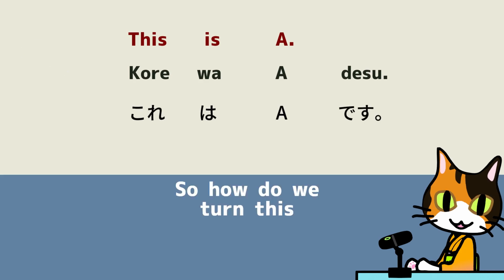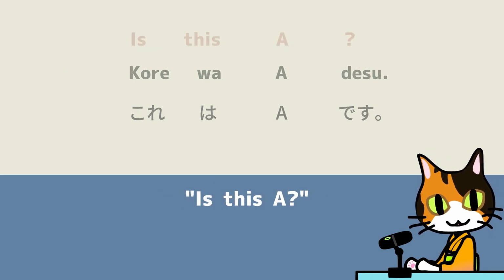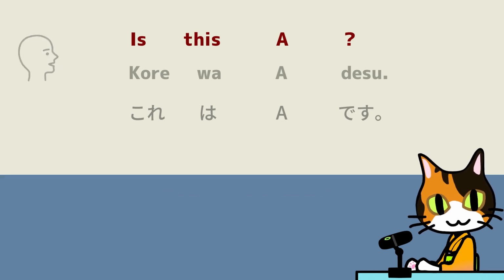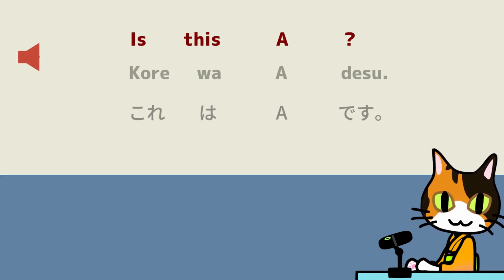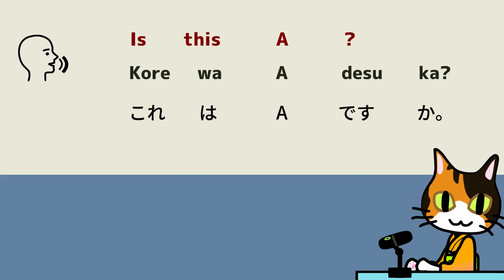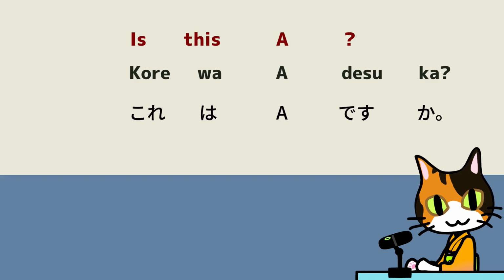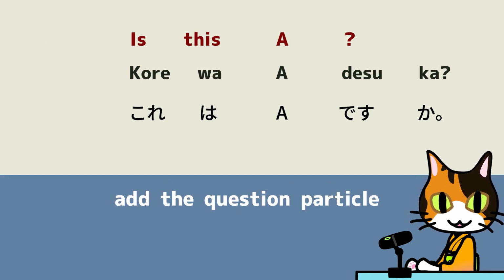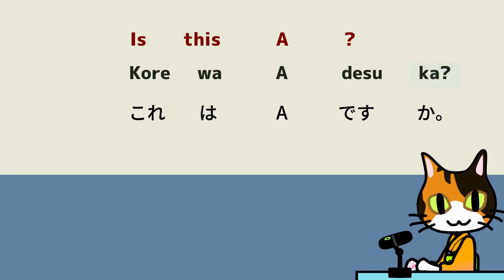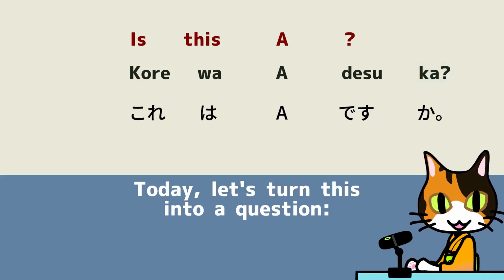So how do we turn this into the question, is this a? Was it too easy? これは A ですか? All you have to do is add the question particle, ka, to the end of the sentence. Today, let's turn this into a question.